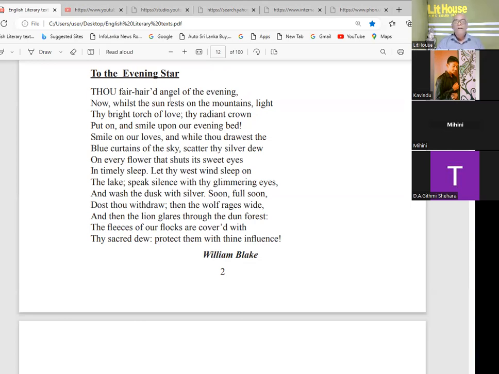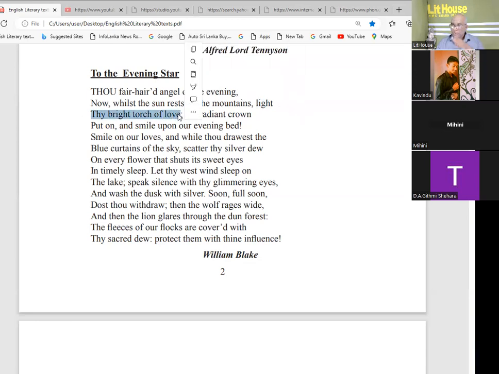Again, thou fair-haired angel of the evening. Now, whilst the sun rests on the mountains, light thy bright torch of love. You see, this line and the third line should go together. When they go together, you can have the idea. Therefore, don't have any pauses. Light thy bright torch of love. Read it that way.